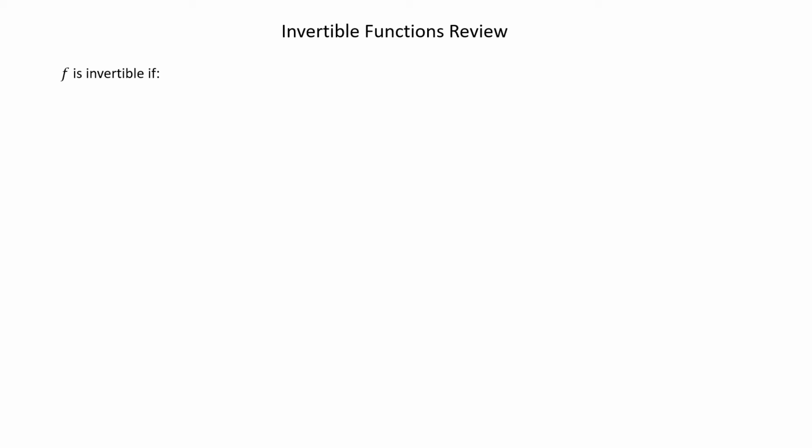So we're going to start with a review of invertible functions. So we say that a function f is invertible, or one-to-one, if, well, there are a couple of things we could put here. So what I'd like you to do is pause for a second and write out how you can tell if a function is one-to-one.